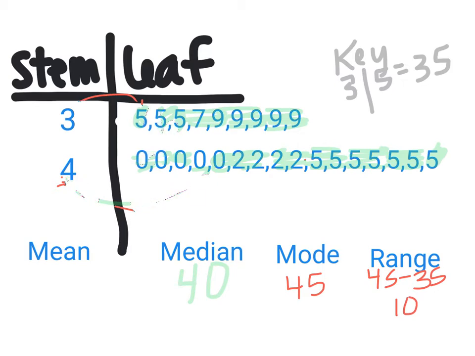Okay, the mean is what's really tricky about using stem and leaf plots. Because you have to remember that I'm not adding 5 plus 5 plus 5 plus 7 plus 9. I need to type into my calculator 35 plus 35 plus 35 plus 37 plus 39 plus 39. So it is almost easier if you have a stem and leaf plot to maybe write out the numbers or make it into a frequency chart or something that's a little bit easier to look at.